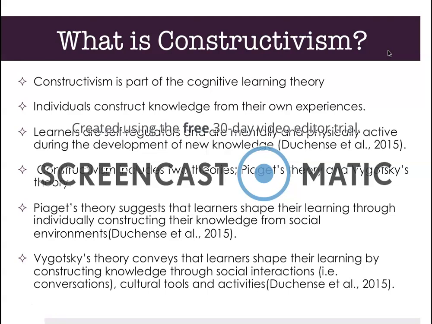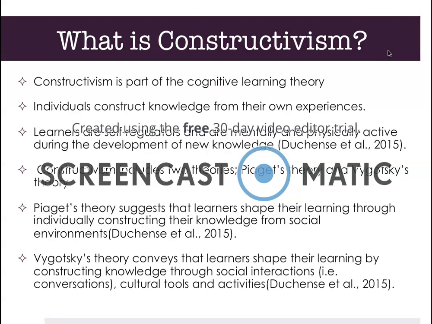Constructivism includes two theories, Piaget's theory and Vygotsky's theory. Piaget's theory suggests that learners shape their learning through individually constructing their knowledge from social environments, whereas Vygotsky's theory conveys that learners shape their learning by constructing knowledge through social interactions, cultural tools, and activities.